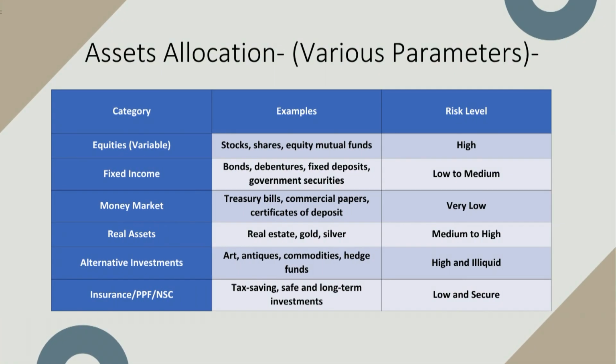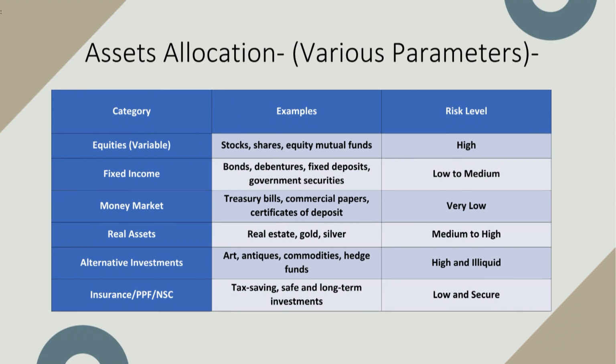The asset allocation types, the categories, the various parameters: on the basis of risk, there are various categories for an individual to invest their amount, to invest their savings. On the basis of the level of risk, the assets are divided into various categories. It may be equity, that is high risk, but return is also expected to be high. That is stock, shares, or equity-based mutual fund.